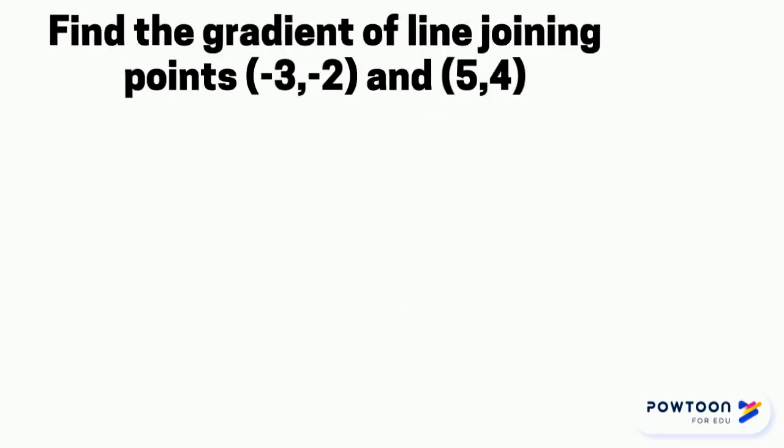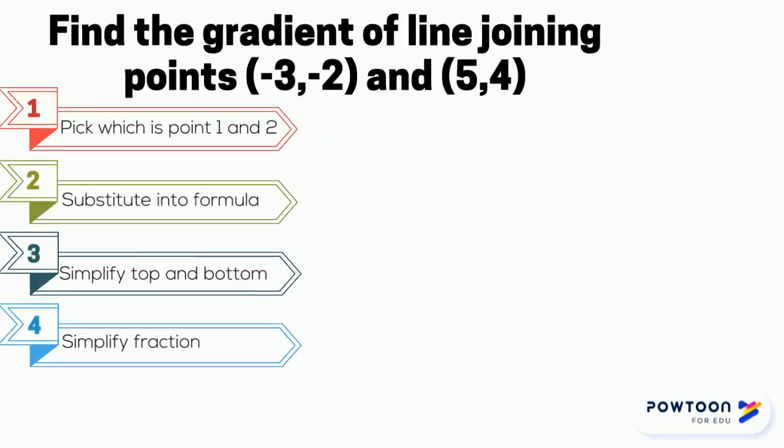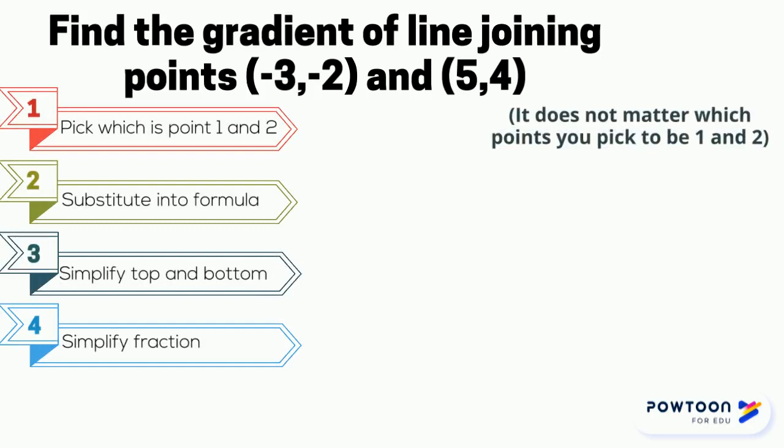We're trying to find the gradient of a line that's joined between the points -3, -2, and 5, 4. Now our first step is just to simply pick which one is point 1 and point 2. It doesn't matter which one we do, so I'm choosing to pick the point 1 to be 5, 4 and point 2 to be -3, -2.